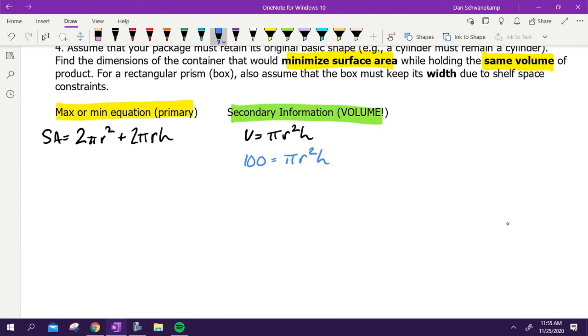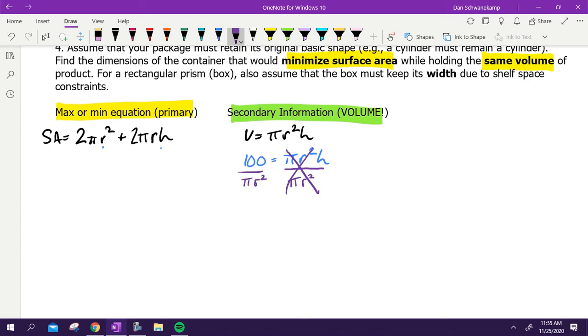The problem with this surface area equation, if I'm trying to maximize or minimize it, is I need it in terms of one variable. And right now, I've got two. I've got R and H. That's why we need the secondary equation. So once I have this secondary equation, the next thing I'm going to do is solve for a variable. So in here, I'm going to solve for H. So I'm going to divide by pi r squared, divide by pi r squared.